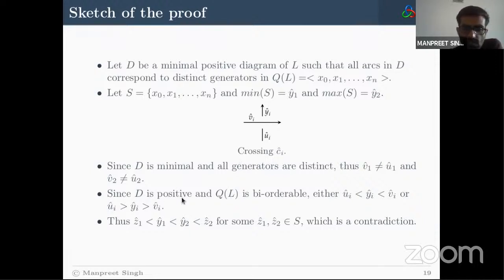And since D is positive, we have assumed that, and Q_L, we have also assumed that Q_L is bi-orderable under some order. One can actually check that either this condition is satisfied or this condition is satisfied, which is basically a contradiction to the minimality or to the maximality of y1 hat and y2 hat respectively. And this completes the proof. That is, this quantity is not bi-orderable.